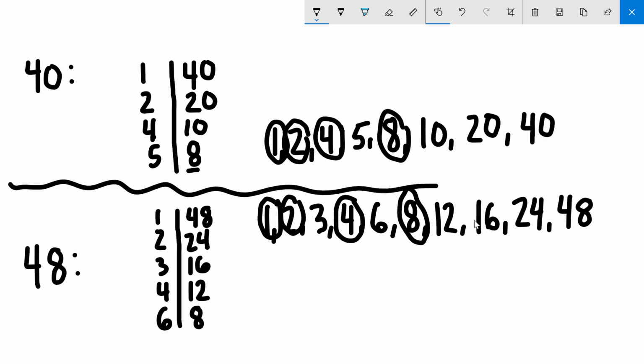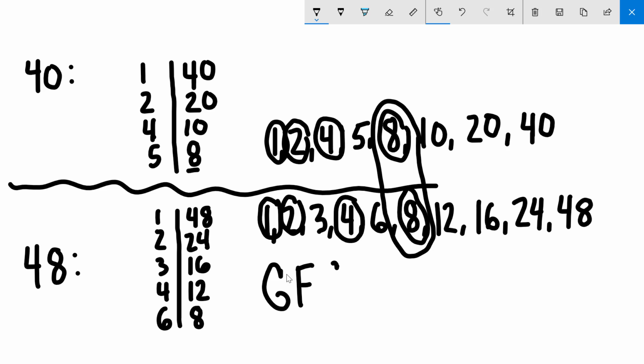10 is not in this list. 20 is not in this list. 40 is not in this list. So I can see my greatest common factor, the greatest number that's in both lists, of 40 and 48, GCF, is 8. So make a table, list the factors of each number, and then you can find the greatest common factor of these two numbers is 8.